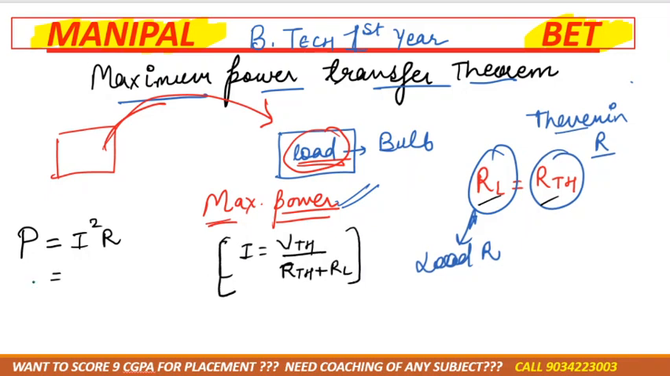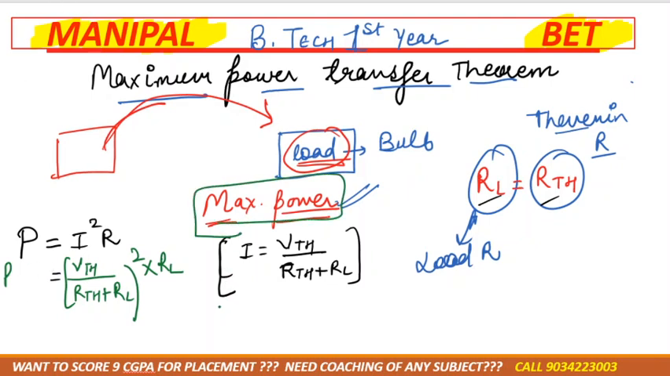So I am substituting the value of I over here, that is (VTH divided by (RTH plus RL)) whole square multiplied by RL. This is power. So now we want that power should be transferred maximum, right? Power should be transferred maximum. For that we'll have one condition, RL is equal to RTH. So instead of putting RTH, I'm putting RL over here.